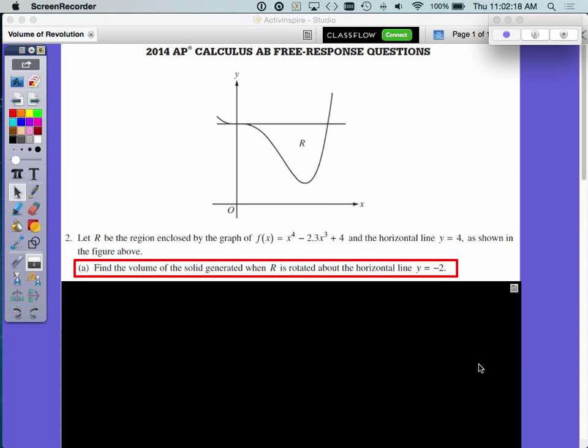Okay, so we're going to take a look at one of the questions from the 2014 AP Calculus AB exam. This is question 2 from that exam, and in this video we're going to look at part A. In subsequent videos we're going to look at parts B and C.